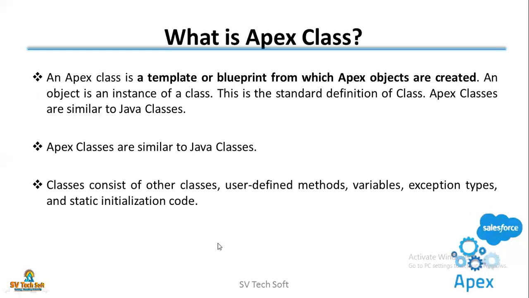Now we will quickly go ahead with the Apex class. What is an Apex class? Salesforce Apex is an object-oriented programming language. What is the meaning of object-oriented programming language? Object-oriented means building all the business logic by using Apex classes. We will see what an Apex class is now. An Apex class is a template or blueprint from which objects are created. Simply, a class is a blueprint of real world existence.